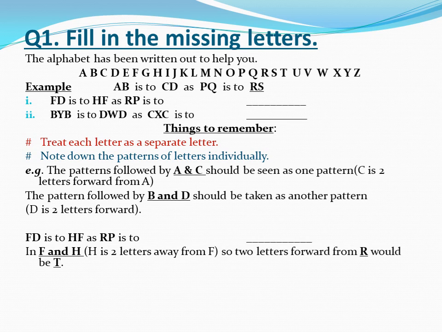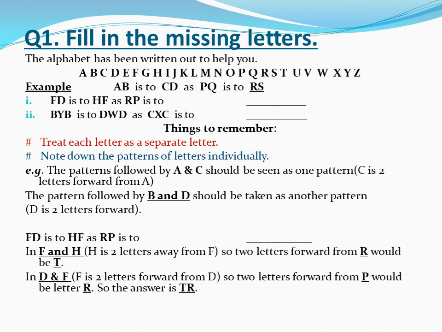In F and H, H is 2 letters away from F. So 2 letters forward from R would be T. Similarly, in T and F, F is again 2 letters forward from D. So for P, you need to find a letter which is 2 letters away from P. So 2 letters forward from P is R. So your answer is TR. So FT is to HF as RP is to TR.